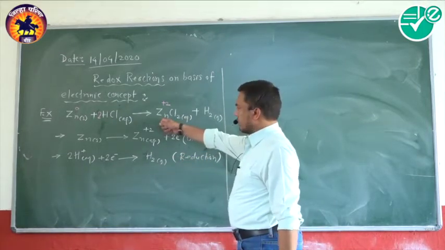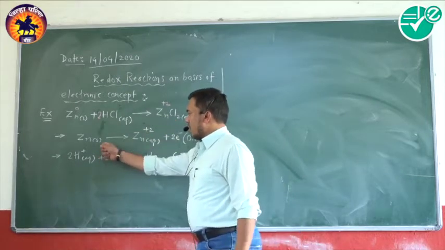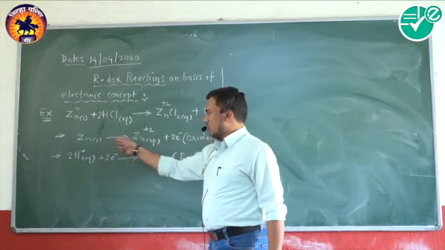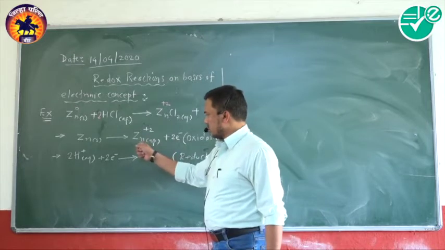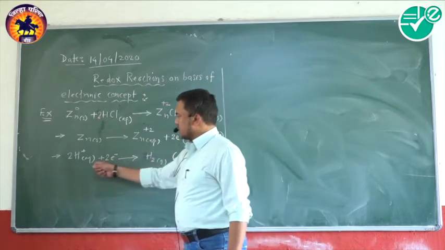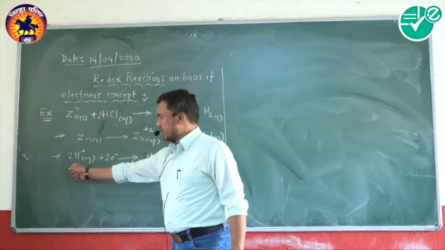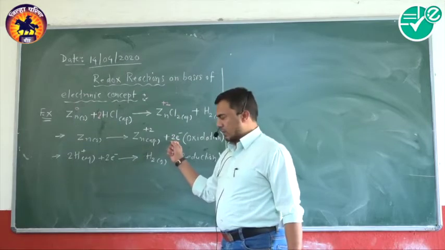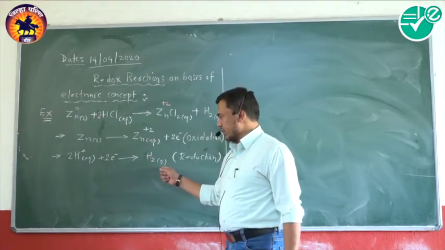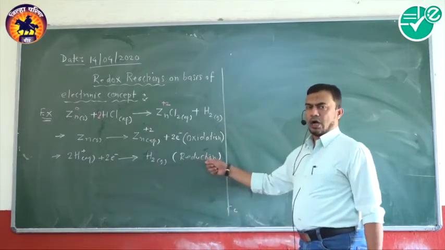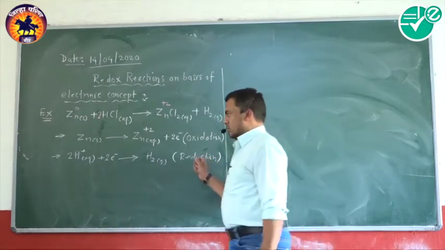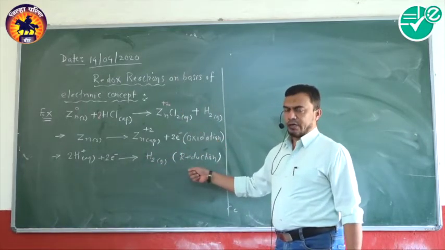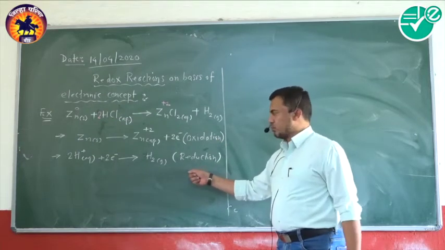In the above equation, we have two half reactions. Number one, the oxidation half reaction, where zinc loses 2 electrons, gives out 2 electrons to form zinc ion. And simultaneously, in the aqueous solution of HCl, the H+ ion accepts the 2 electrons which are given by zinc and converts into hydrogen gas. This reaction is called the reduction half reaction. Now we have identified these two reactions. Now we have to identify which one is the oxidizing agent and which is the reducing agent.